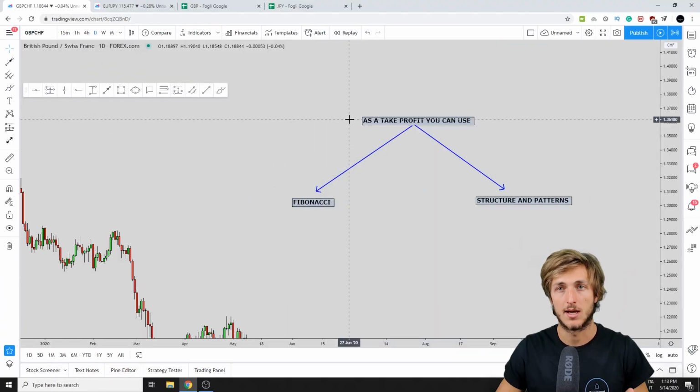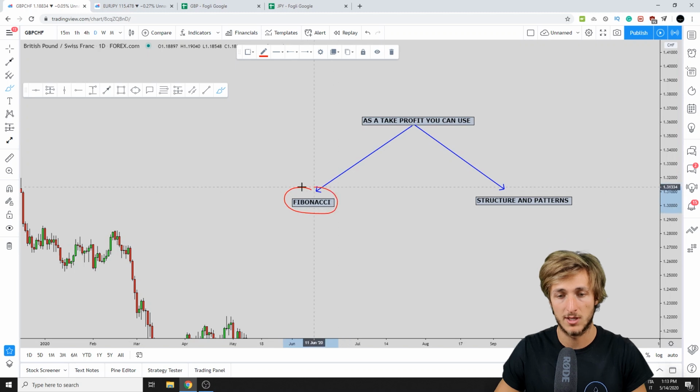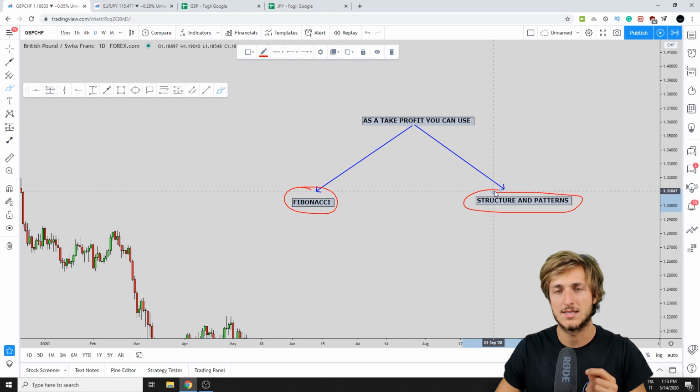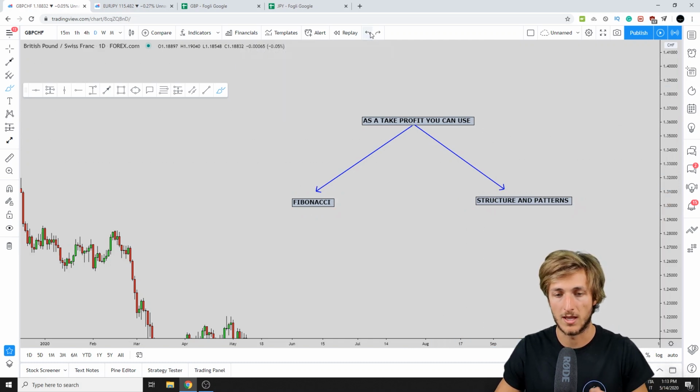Okay, so let's speak about how we can be setting our targets for the maximum profit. Now, there are two main ways in which you can do it. You can be setting your take profits by using Fibonacci and by using structure and patterns. And I will show you exactly how you can do this to have the best efficiency in riding trends and keeping your take profit hit ratio up at a good rate.